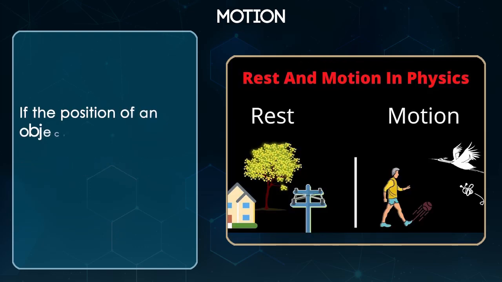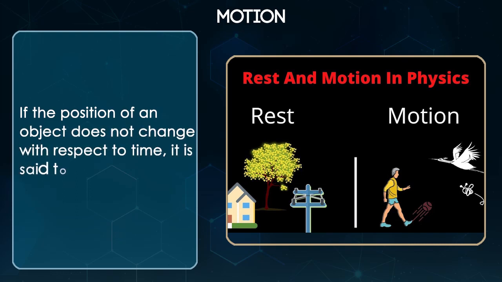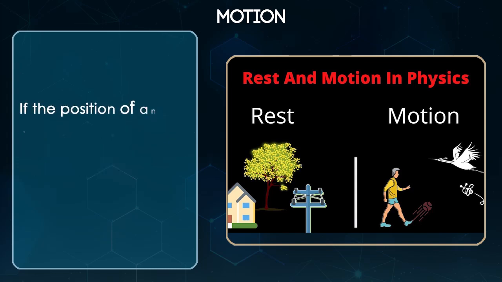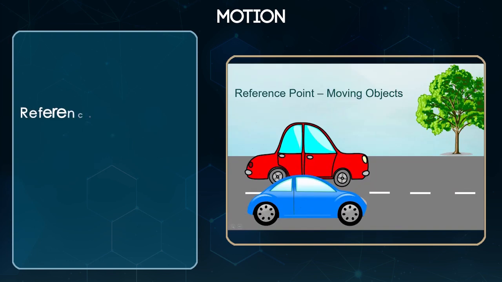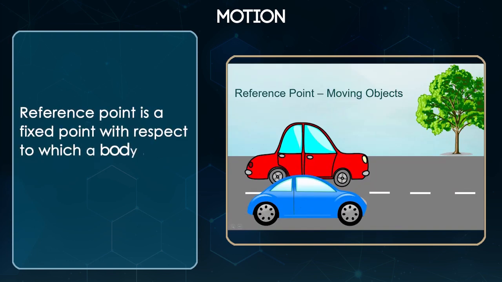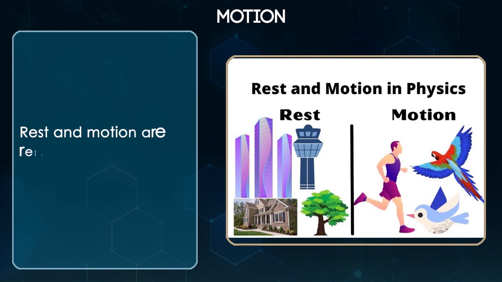If the position of an object does not change with respect to time, it is said to be at rest. If the position of an object changes as time passes, it is said to be in motion. Reference point is a fixed point with respect to which a body is at rest or in motion. Rest and motion are relative terms.